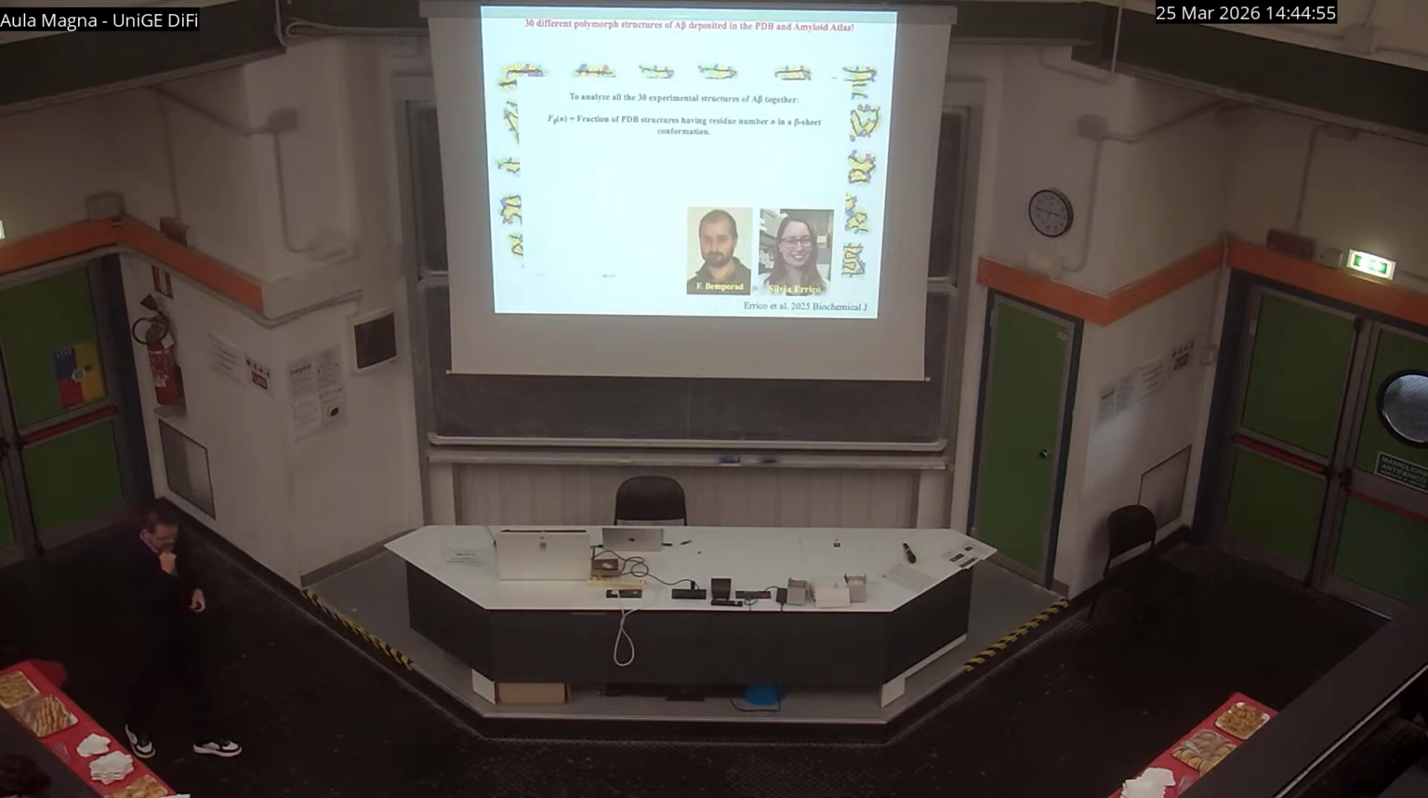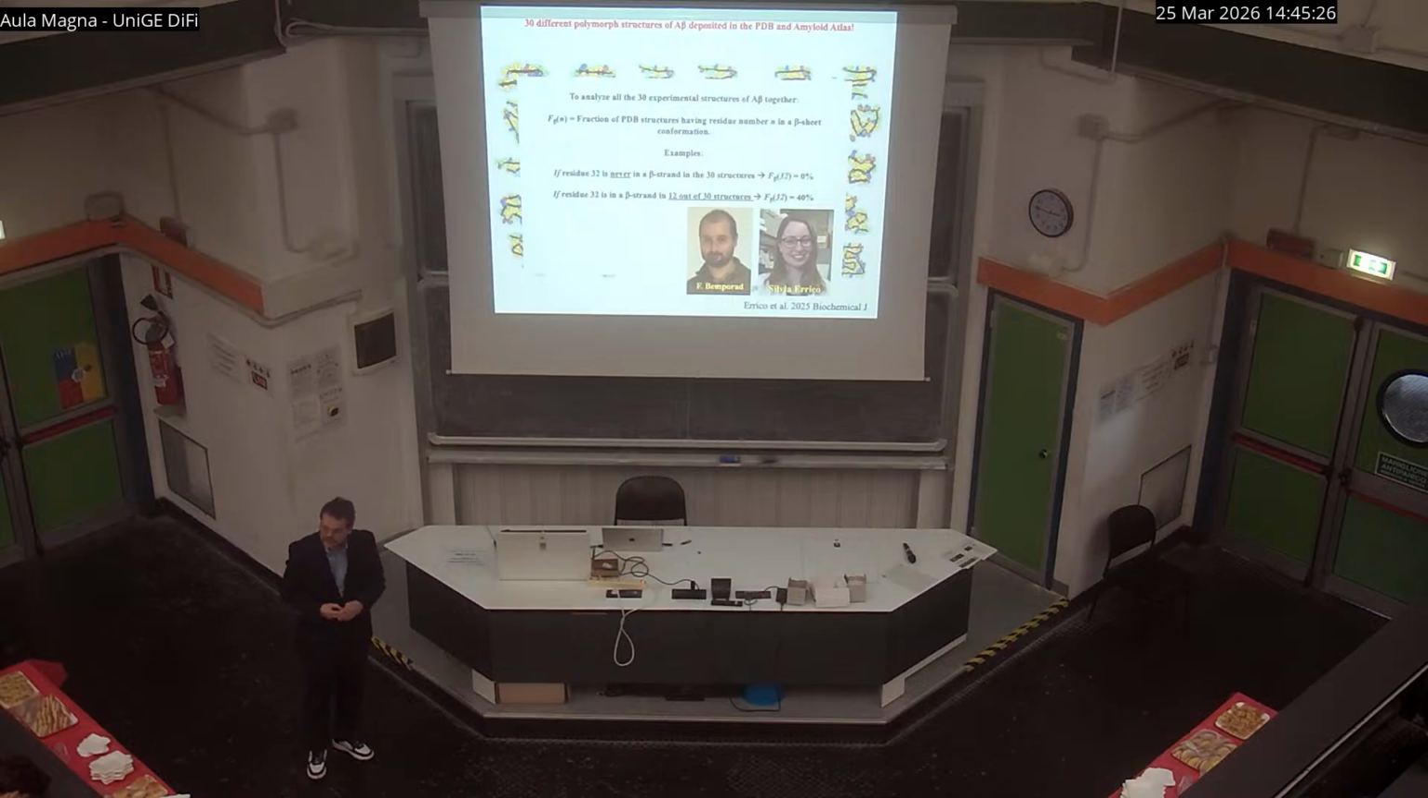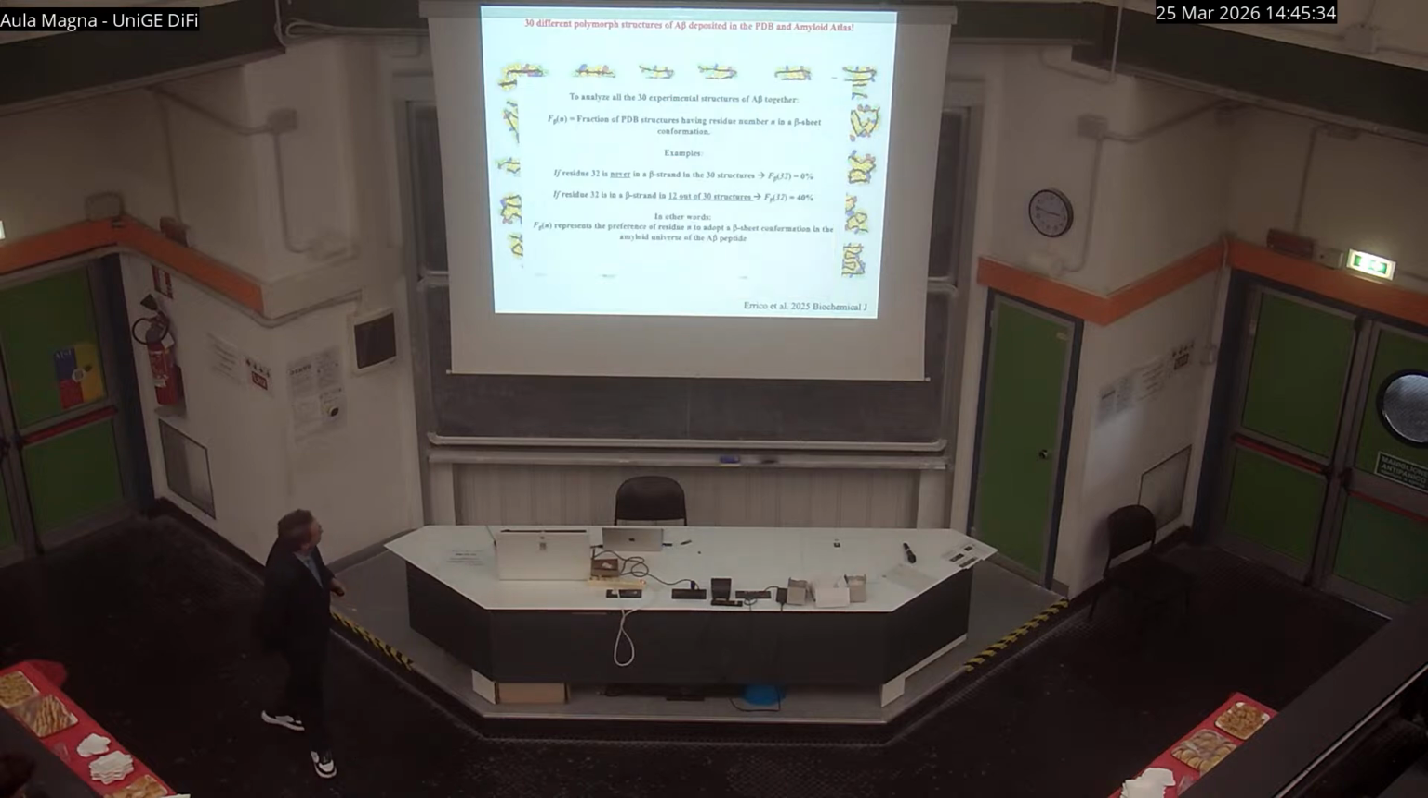a beta sheet conformation. So by comparing all the structures, for example, residue number 32, if residue number 32 is never in a beta strand in the 30 structures, F beta 32 will be 0%, because that residue is never in a beta sheet structure in any of the 30 structures. If residue 32 is in a beta strand in 12 out of 30 structures, 12 divided by 30 is 40%. So F beta N in that case is 40%.